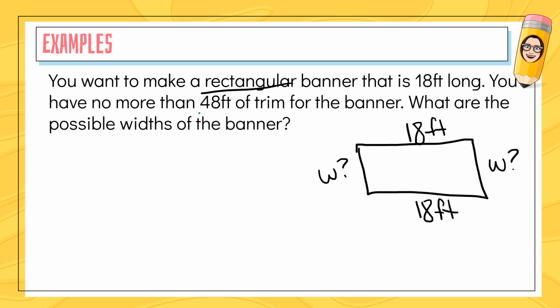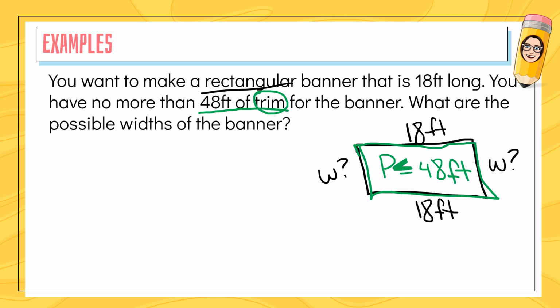We have no more than 48 feet of trim. Do you know what the word trim means? Trim means around. If I go around a shape, what's the mathematical word for that? Perimeter. The perimeter is 48. No more than. I could use all 48. I could use less than 48. But that's my perimeter. Okay.